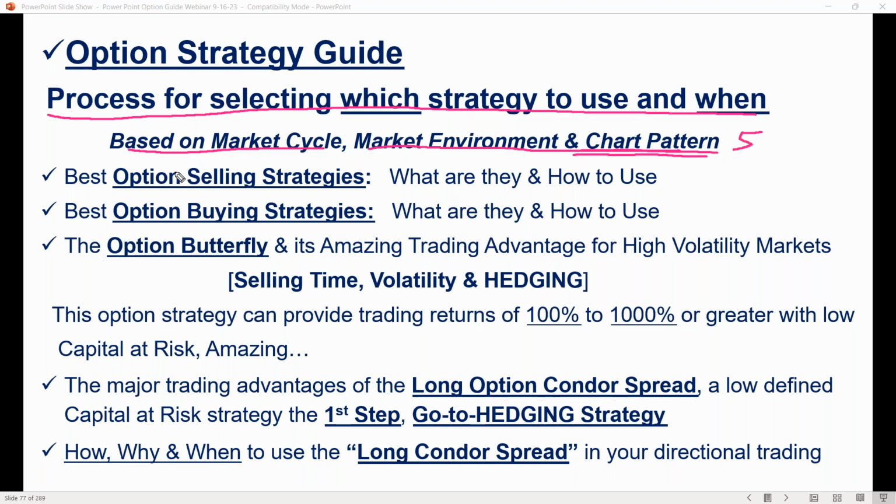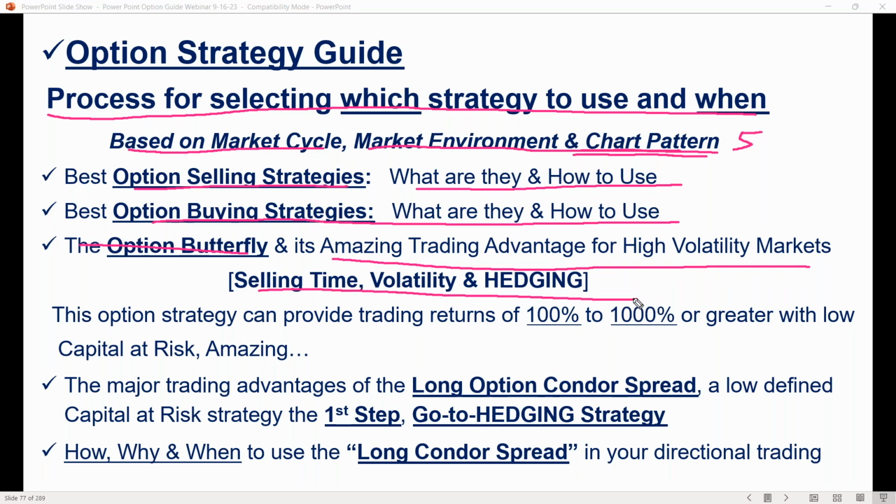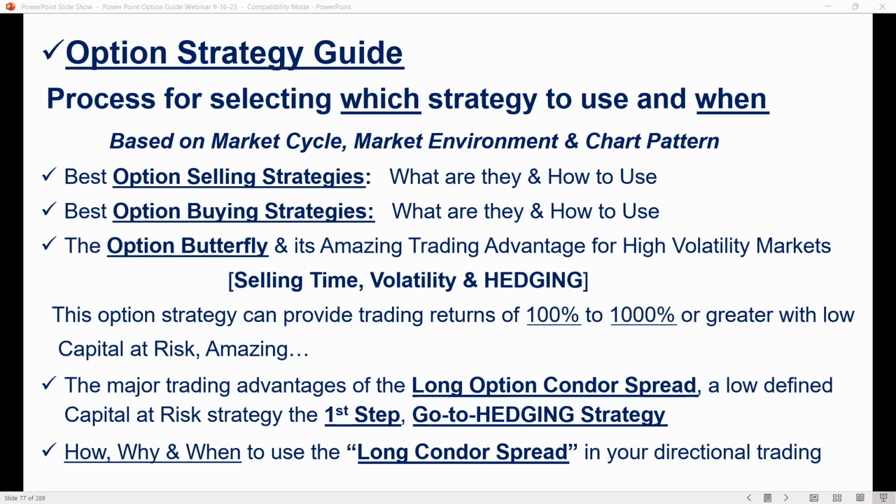All right, then we're going to go through the option selling strategies, the best ones to use, what they are, and how to use them. Option buying strategies, what they are, how to use them. The option butterfly is really amazing, taking advantage of high volatility and selling time volatility. We kind of briefly covered that. The option strategy can provide returns of 100 to 1,000%. That's why they're really amazing. And then the trading advantages of the long option long condor. We're going to go through each strategy in detail with lots of different examples.